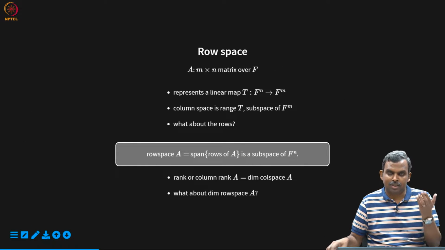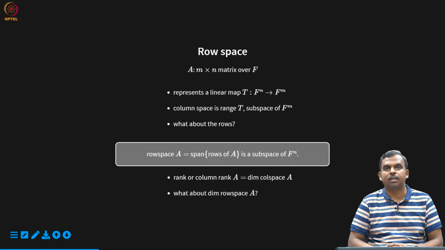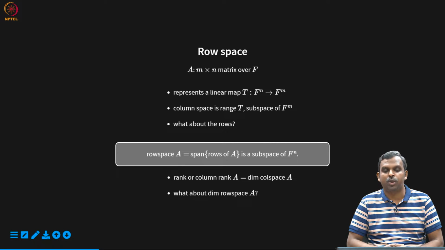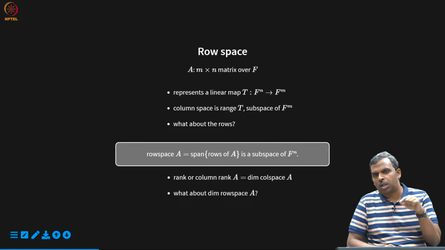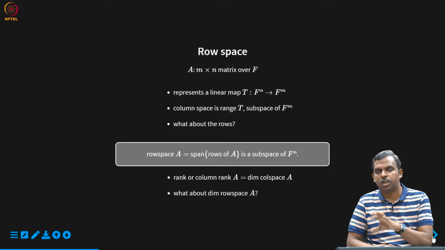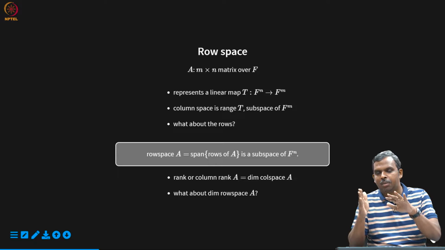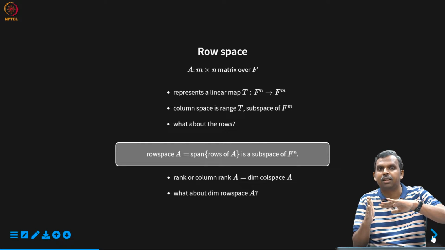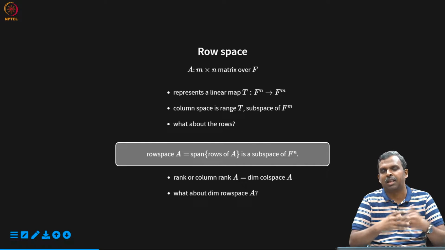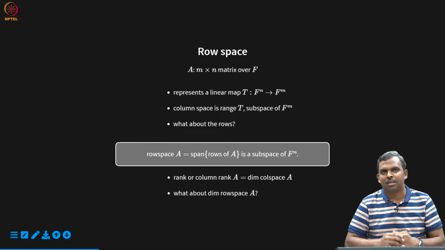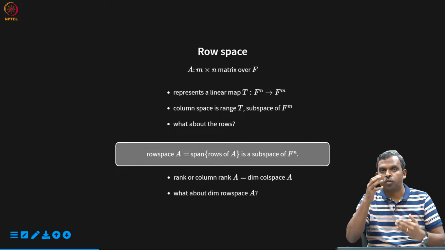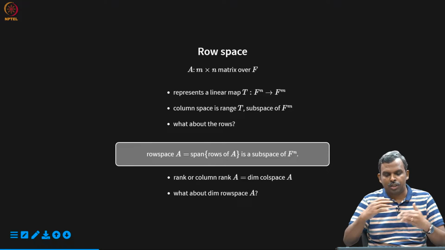Okay, so first let me begin with row space. We've seen this m cross n matrix over the field F. We know that it represents a linear map from Fn to Fm. We've looked at the column space and how the column space corresponded to the range of T. That's the convention we took, right? We took a vector and multiplied the matrix with the vector on the right. So the column space naturally became the range of the linear map in the way we associated a list of coordinates with the vector.